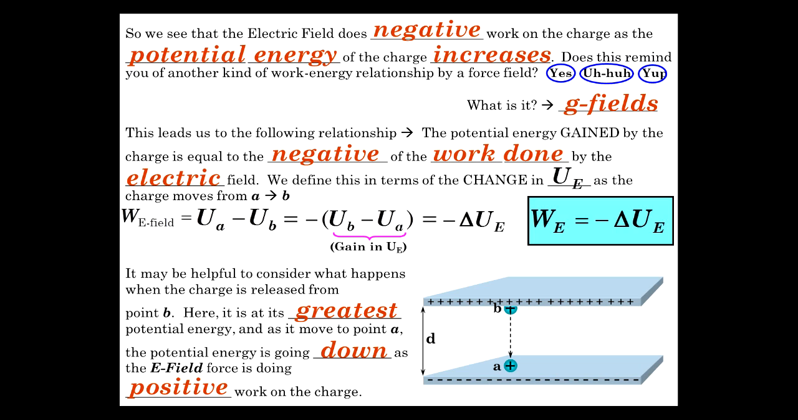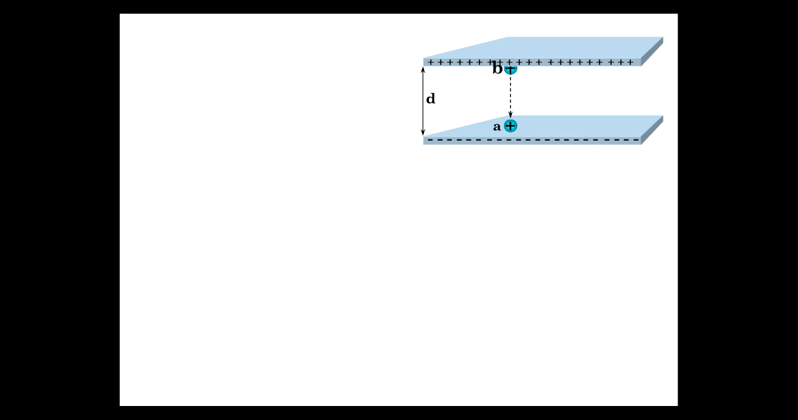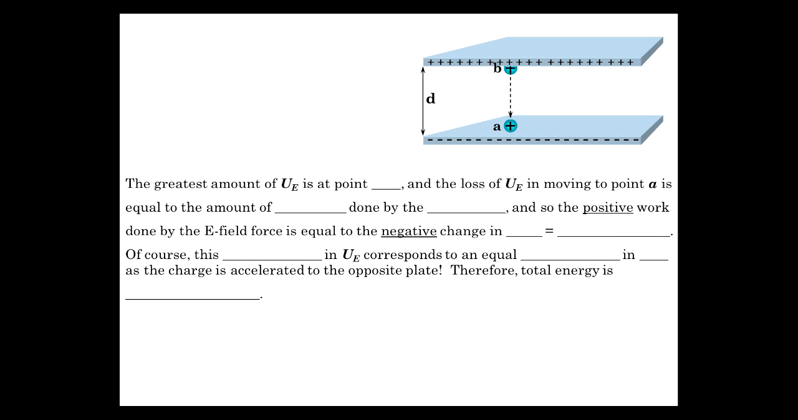Now let's summarize some of these results. So at least in partial summary to what we've just been discussing, we can consider that the greatest amount of electric potential energy is at point B. And as the electric field moves this charge down, there's a loss in that potential energy. Well, how much is it? Well, it's equal to the amount of work done by the E field. The electric field does work, and that corresponds to the loss in potential energy. And that work is positive because it pushes it in the direction it's moving. So the positive work done by the E field is equal to the negative change in U_E, the electric potential energy.